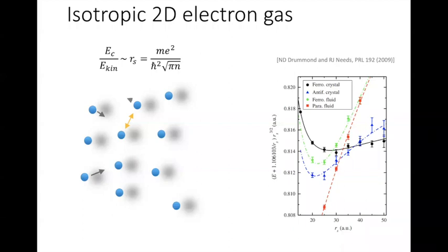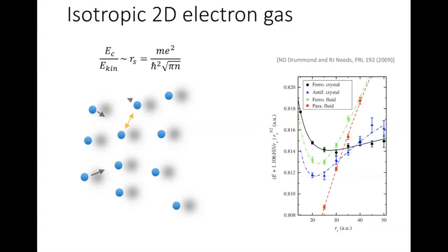And it's believed that there's basically a direct transition. Maybe the physics close to the transition is a little bit complicated, but at zeroth order, a transition from a paramagnetic fluid to a Wigner crystal, where the spin ordering of the Wigner crystal can be antiferromagnetic or ferromagnetic. And this happens at an r_s value of a little bit over 30.